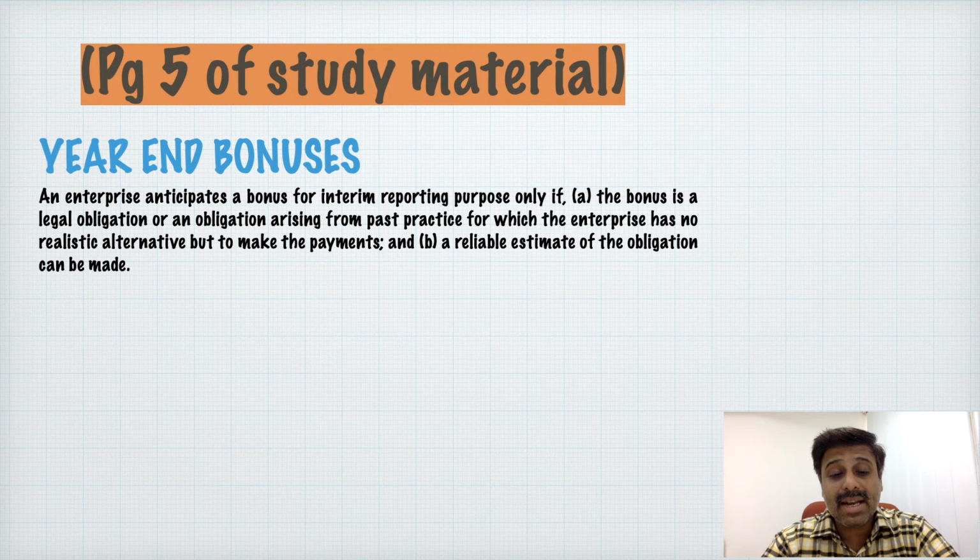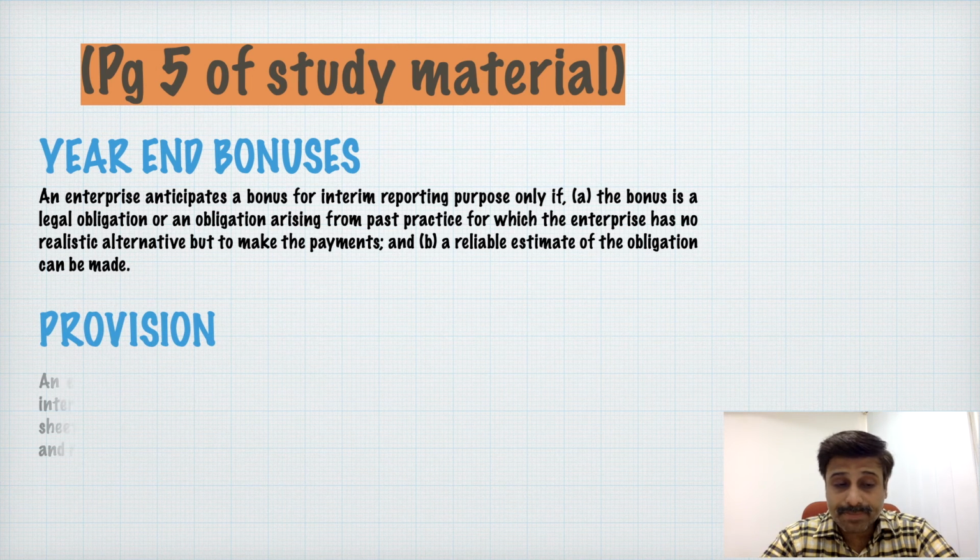Or, B, an obligation arising from past practice for which the enterprise has no realistic alternative but to make the payments. Every Diwali, suppose you give a bonus to your workers, you know this Diwali also you will have to give the bonus to the workers. So in April, May and June also you will make a provision for the same. And the second condition: a reliable estimate of the obligation can be made.